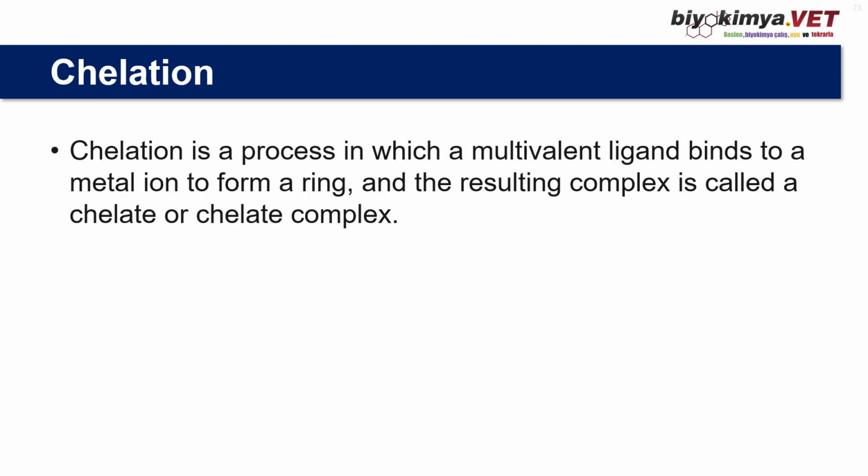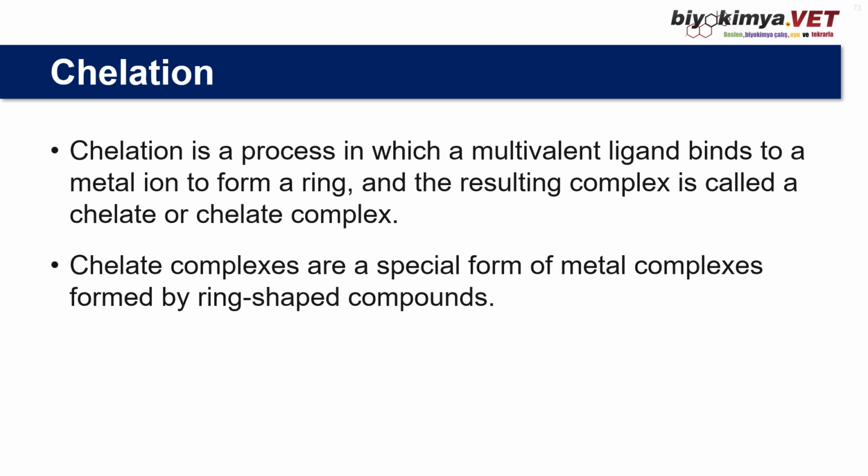Chelation is a process in which a multivalent ligand binds to a metal ion to form a ring, and the resulting complex is called a chelate or chelate complex. Chelate complexes are a special form of metal complexes formed by ring-shaped compounds, and the adjective chelate derived from the large claw or chela of the lobster or other crustaceans, and is proposed for the caliper-like groups that function as two connecting units and attach to the central atom, ultimately forming heterocyclic rings.